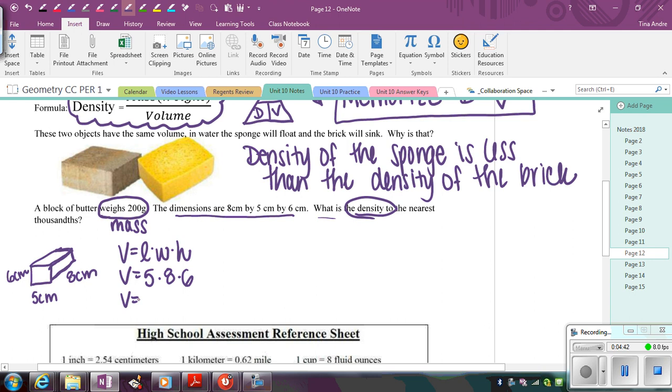So I'm going to go ahead and multiply those. 5 times 8 times 6 is going to give me 240. And units here are going to be so important to make sure you're labeling. So this is going to be centimeters cubed.